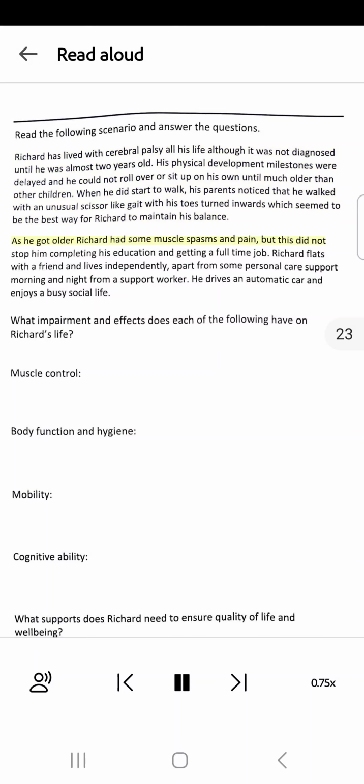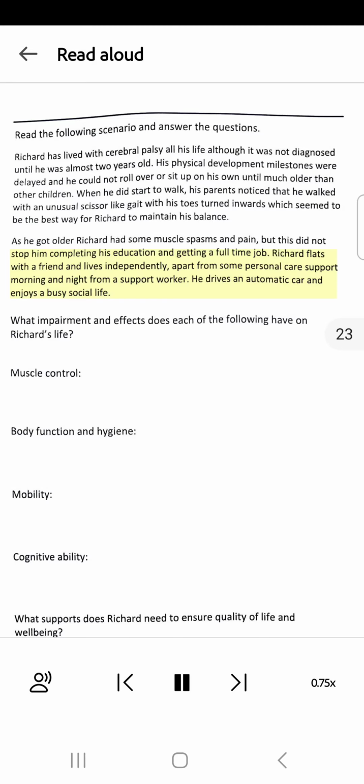As he got older, Richard had some muscle spasms and pain, but this did not stop him completing his education and getting a full-time job. Richard flats with a friend and lives independently, apart from some personal care support morning and night from a support worker.